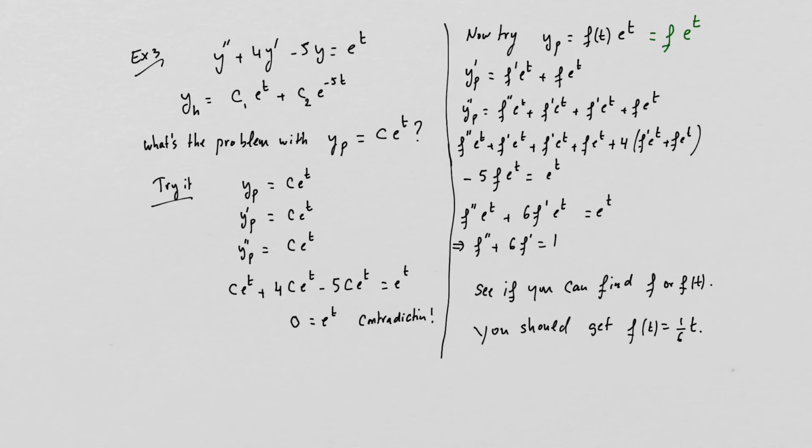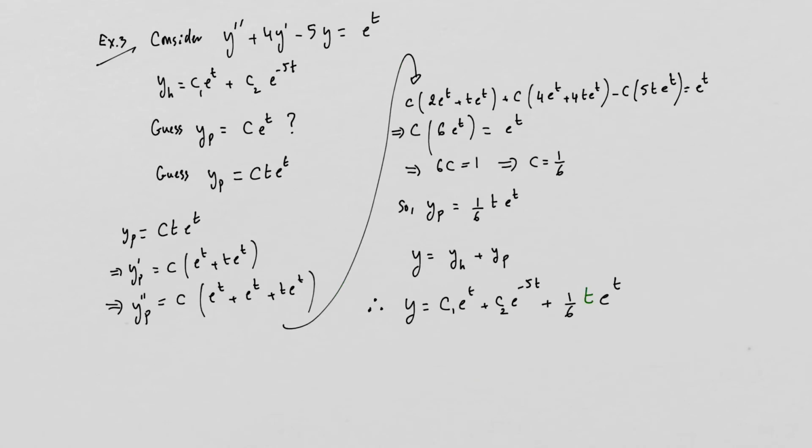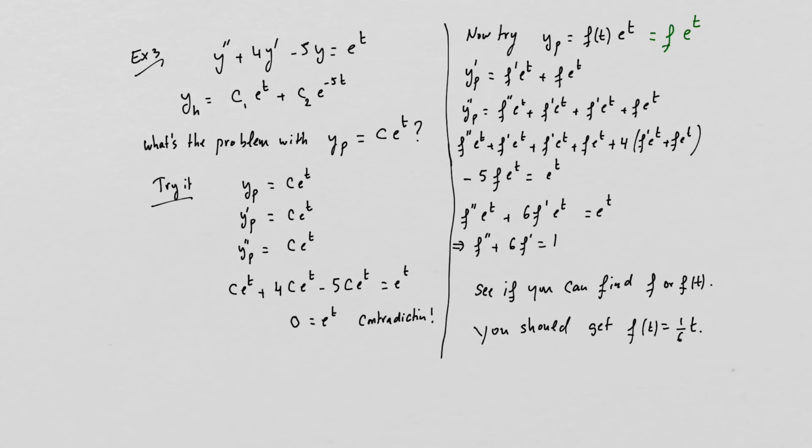You should get f of t, or f, equals 1/6t, because we knew it worked. Right? So if you don't get this, you know you're wrong. That's how you catch yourself.